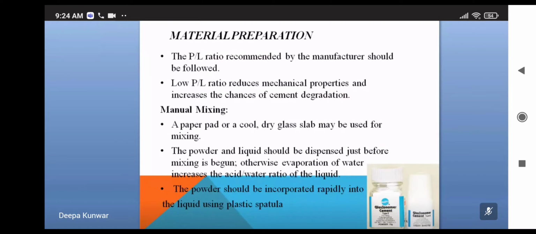The powder and liquid should be dispensed just before mixing begins. Otherwise, evaporation of water increases the acid-water ratio of the liquid. The powder should be incorporated rapidly into the liquid using the plastic spatula. Normally, half of the powder is mixed into the liquid for 5 to 15 seconds. The rest of the powder is then quickly added and mixed by folding the cement on itself until a uniform glossy appearance is achieved. Like this, when we mix the GIC, can you see the slide?